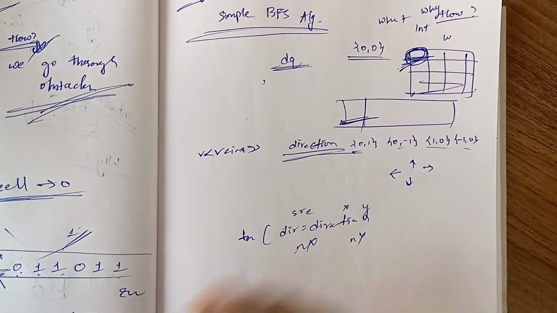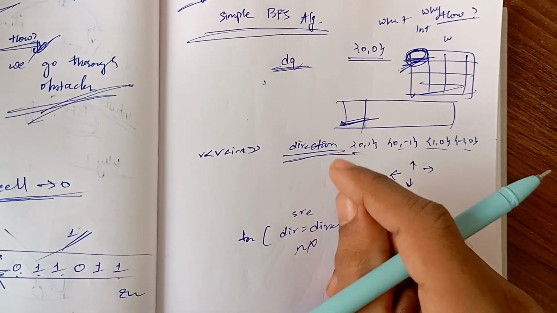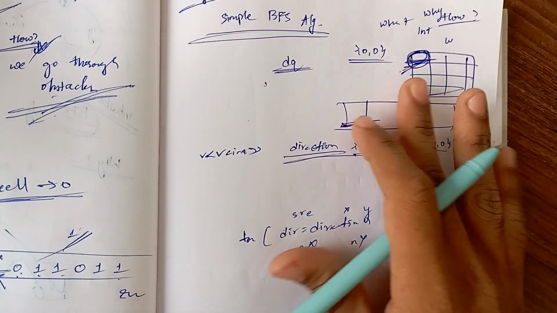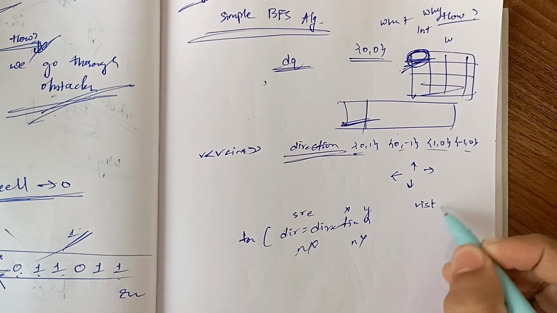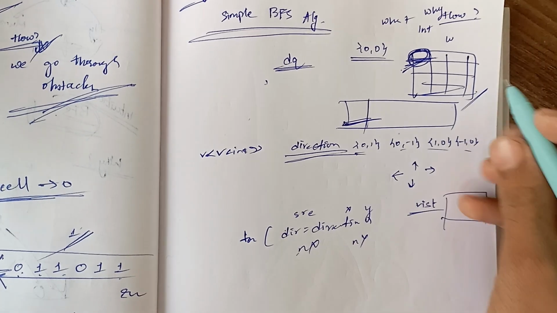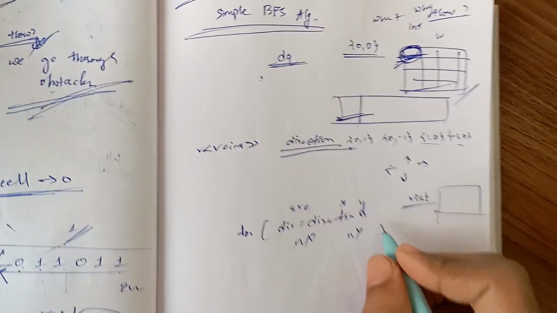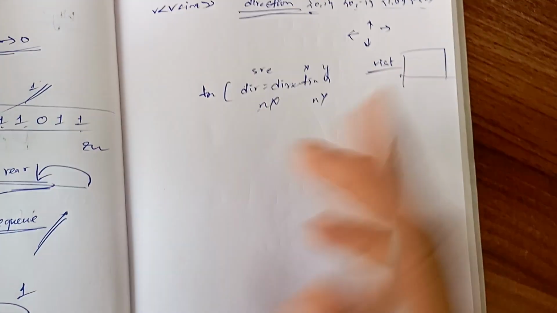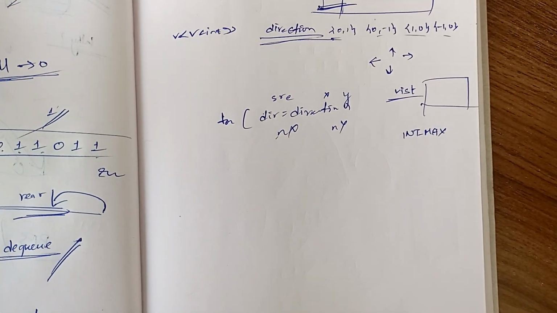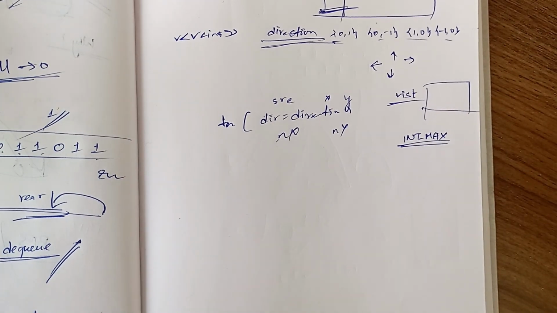But wait, every time when we are using a breadth first search or depth first search, you will be using a visited grid alongside the actual grid. So here also we will be using a visited grid, but not like all other questions. We will be using int max here. You will get that in a few seconds. Int max. Why int max?